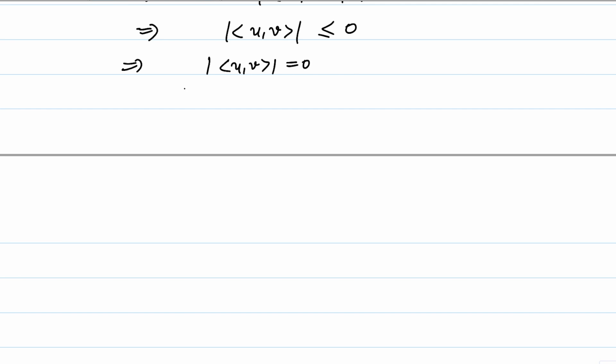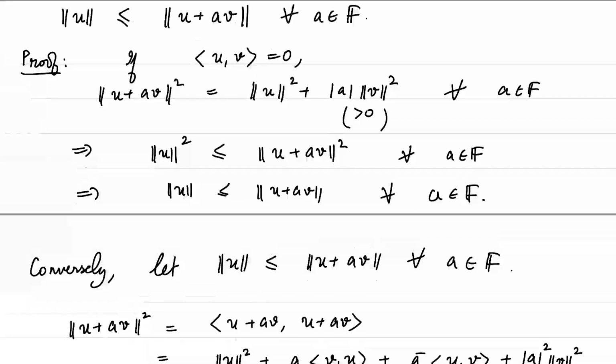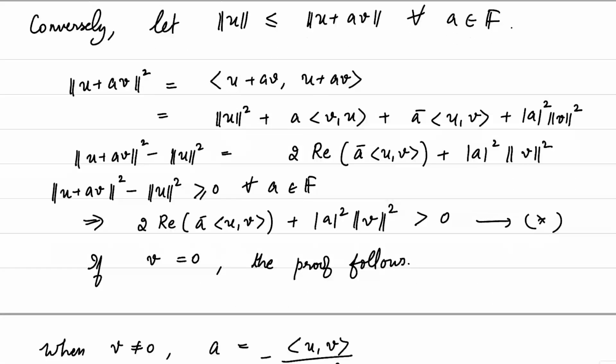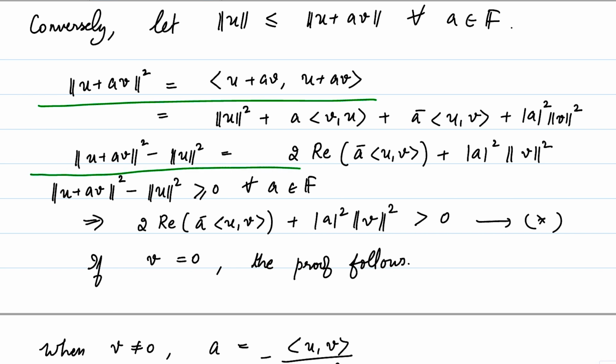But how can the absolute value be equal to 0? It is equal to 0 if and only if the complex number itself is equal to 0. And that's precisely what we had set out to show. So let's just quickly go back to see what we have done. What we have done is that we wrote down the expression for the length of u plus a v square, and from there we managed to get hold of an inequality of this sort, and we know that the length of u is less than or equal to the length of u plus av.